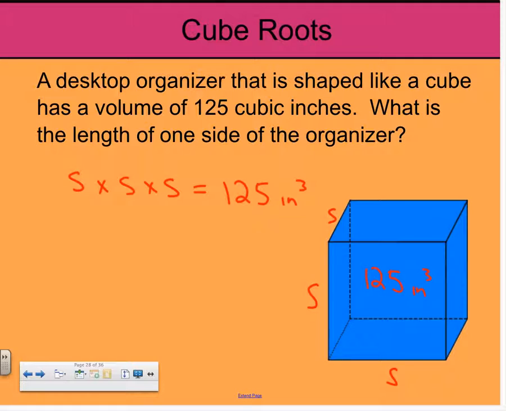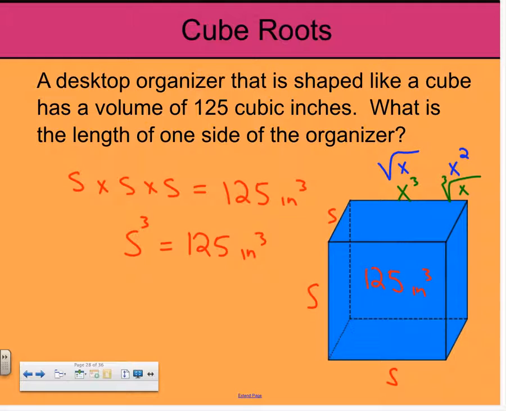So another way that we can write S times S times S is S to the third power, or S cubed. There should be a little connection going off in your head. I'm working with a cube, and I'm using S cubed. So S cubed equals 125 inches cubed. Now, when we were working with square roots, we knew that the opposite of squaring something was to take its square root. Now this is somewhat similar. The opposite of cubing something would be to take the cubed root of that same thing.